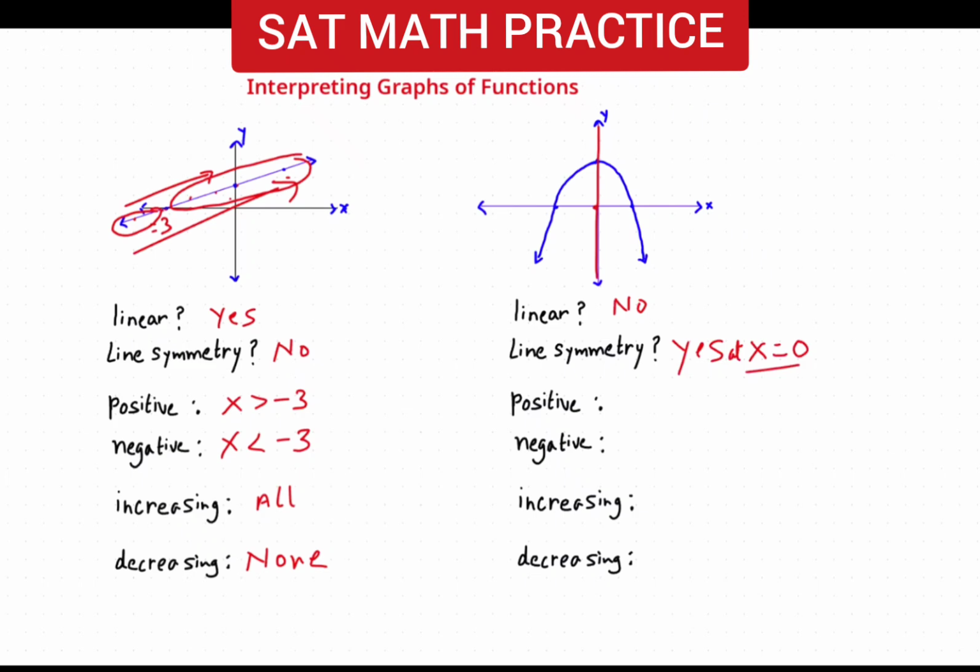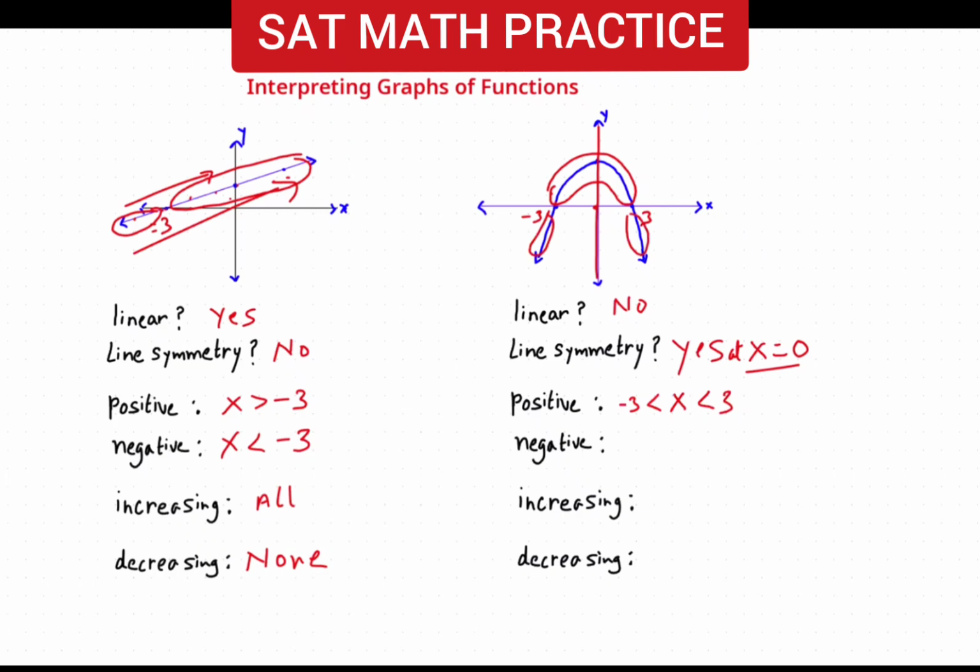Positive. So positive means the part of the graph which is above the x-axis. You can see this part of the graph is above the x-axis having positive value. So this is -3, and this is 3, so you can say all the points which are greater than -3 but less than 3 have positive value, and the part below the x-axis has negative value.